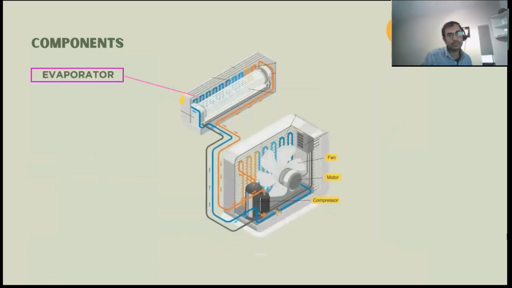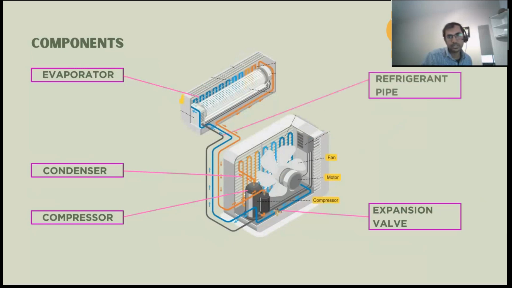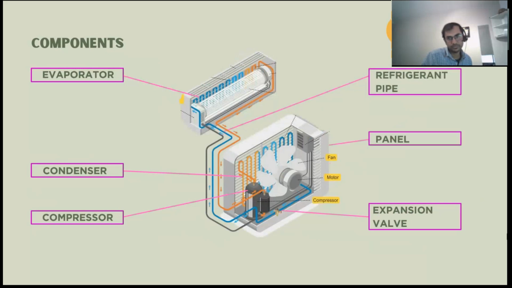The components: this is the evaporator coil, which is kept in the indoor unit, and this is the compressor. If you see the outdoor unit, inside there is a compressor, and this is the condenser. This is a coil wrapped around this unit, and there is the expansion valve. The expansion valve can be in the indoor or the outdoor unit, but for a normal split air conditioner it is normally in the outdoor unit. And these are the refrigerant pipes, and here is the panel.